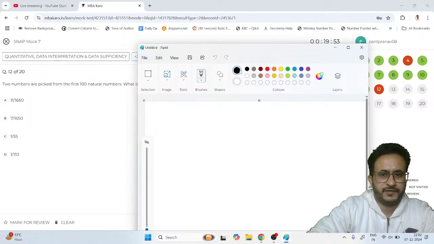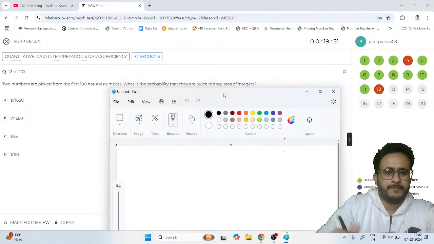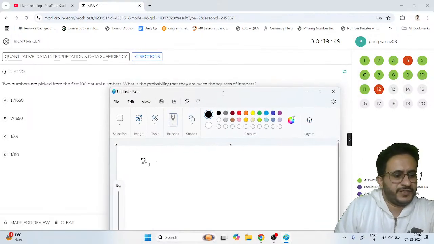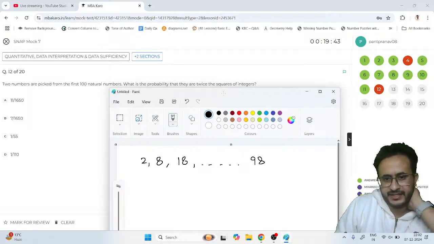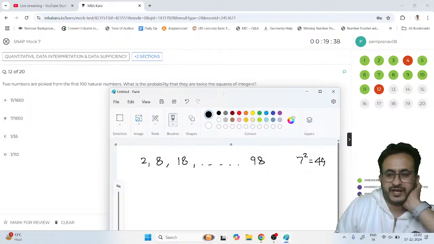So what are the favorable numbers? We need to see those. So twice of integers, square of integers will mean 2, 8, then 3 square 18. So basically we will have till 98. 7 square is 49. Okay, 49 into 2 is 98. So we have up to, we have 7 numbers.